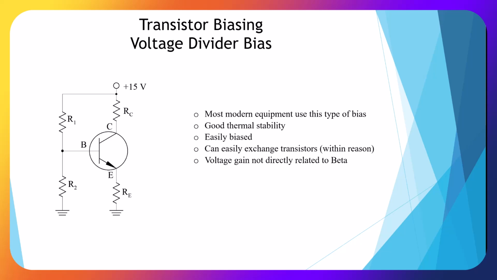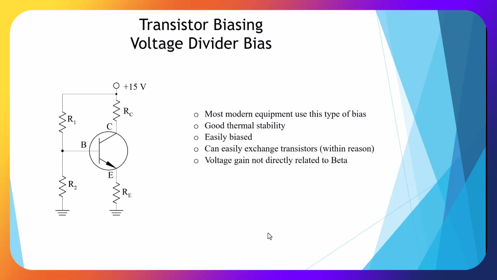Okay, here we have our voltage divider bias. It's a voltage divider because we have two resistors which divide our voltage into the base. So we have a collector resistor, emitter resistor, and our NPN transistor, and this is the most common use. Most modern equipment uses this type of bias.